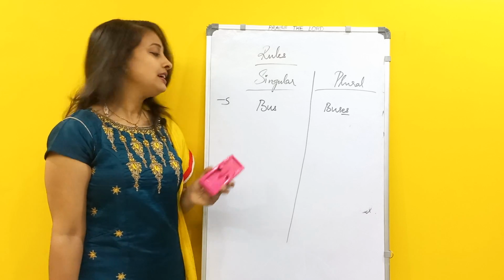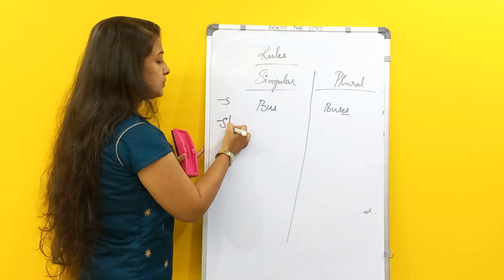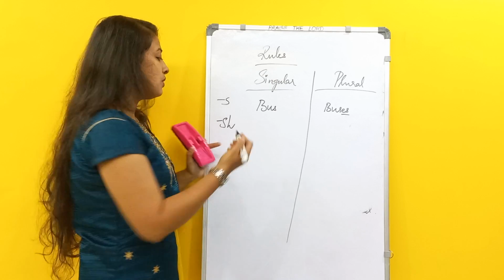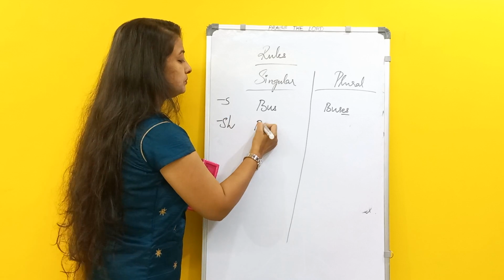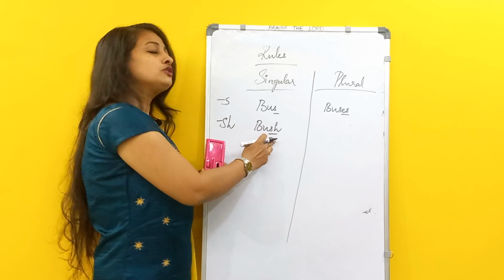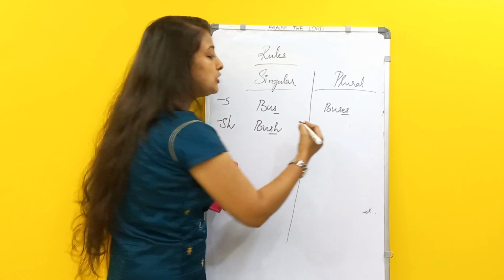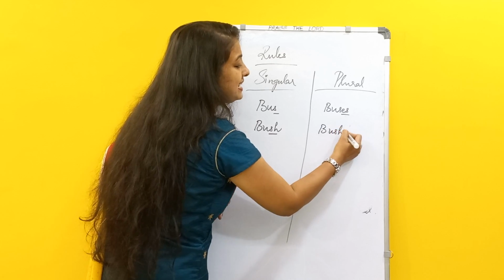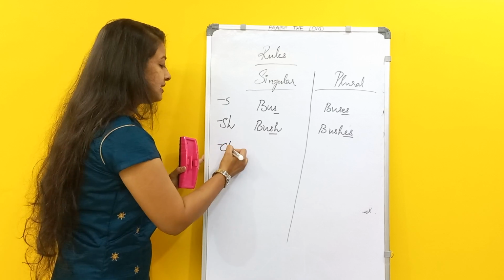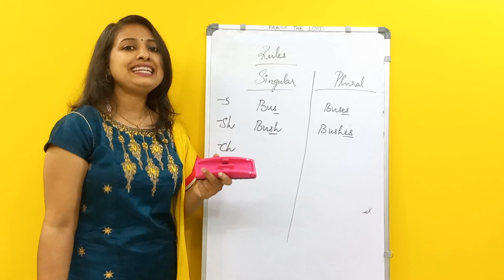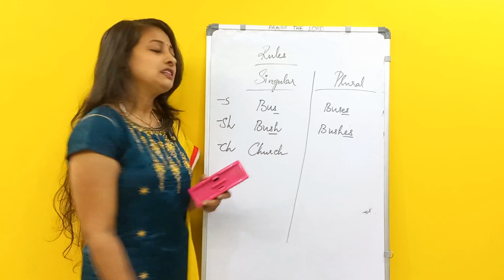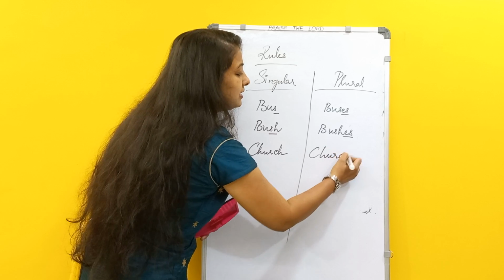Right? Now, whenever a noun ends with SH, suppose you can say bush. Here it is ending with SH. So the rule is, it will be transformed into its plural form by simply adding ES. That is the plural. Now if a noun is ending with CH, like church, the plural will be churches.